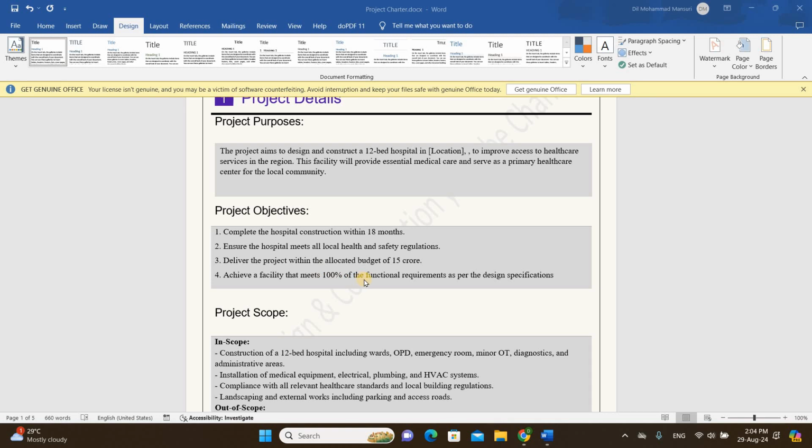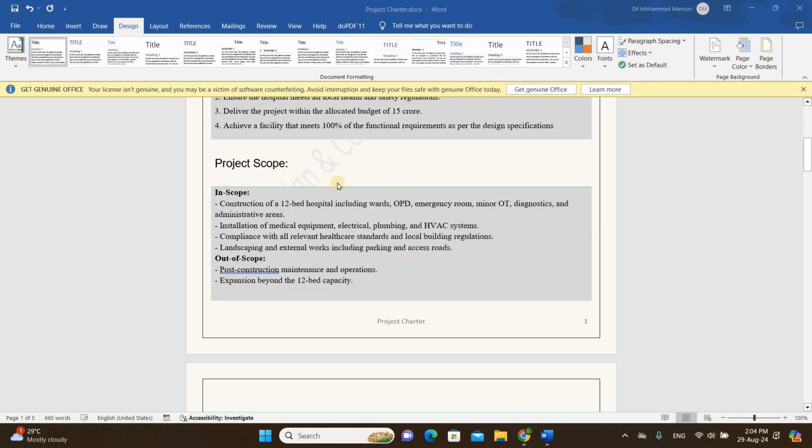Achieve a facility that meets 100% of functional requirements as per the design specifications, because any project has definite functional requirements, and for those purposes the project has been designed and constructed. It should meet those requirements and provide those services to the public. So these are the objectives we can mention.